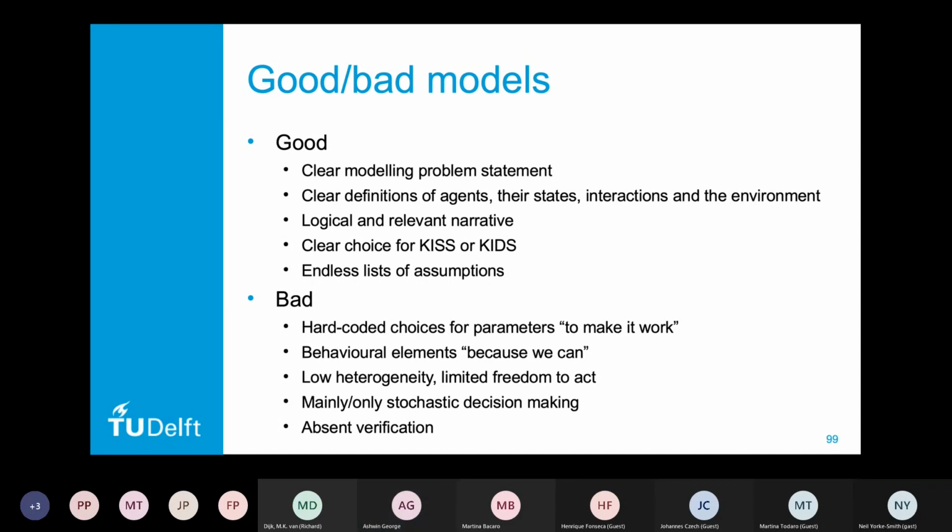Likewise, the next bullet, where the freedom to act might be a lot of freedom, but if it's mostly stochastic, just random, that means the agents are acting randomly. So it might be appropriate, but you need to explain why the decisions are random. Does that make sense? Yes, it makes sense. Thanks. It's a good question.